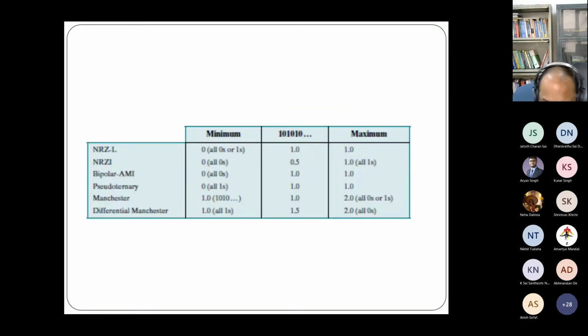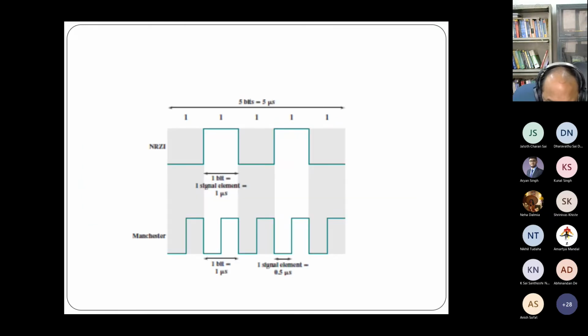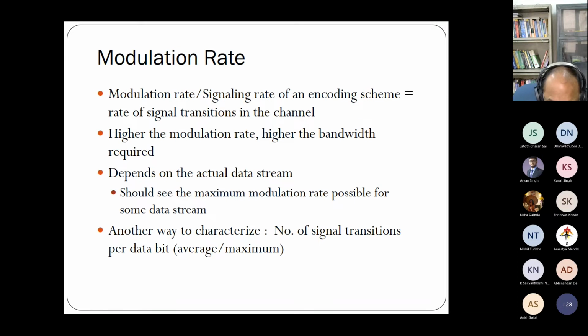This is a table that I want you to work out yourself. This is taken straight from Stallings, okay? This actually tells you already, but just work out the codes, and you will understand the codes out there. So this basically says what is the minimum number of transitions that you can get per bit. So this is the signaling rate: the number of signal transitions per data bit.